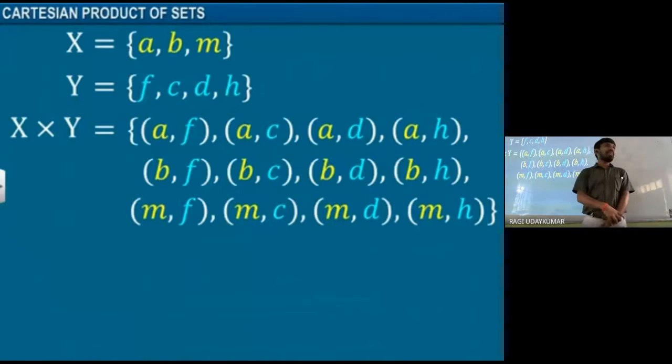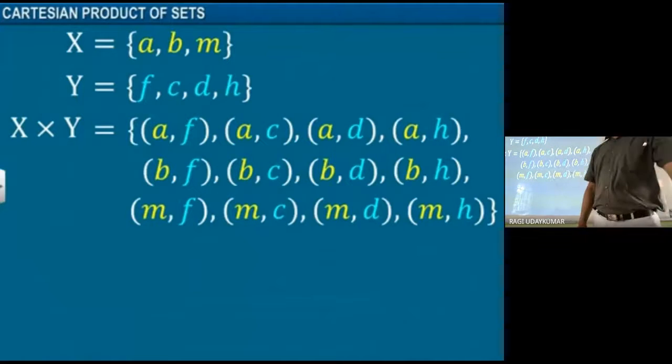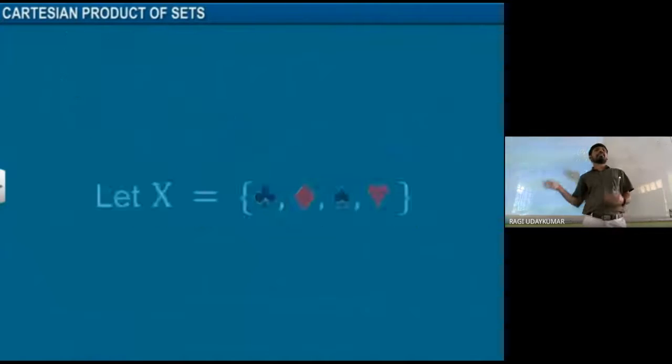We cannot normally multiply sets. Can we multiply sets? No, we cannot. Direct multiplication is not possible because a set contains elements. So whenever you write the multiplication sign, it means the Cartesian product of the two sets. So (a, f), (a, c), (a, d).